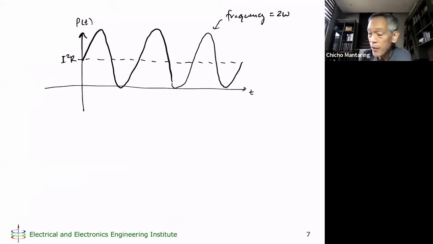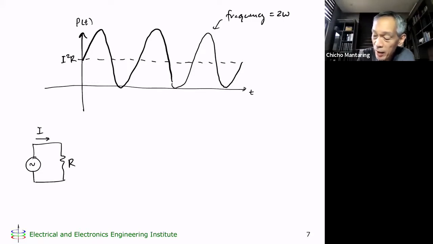In other words, if I had an AC source and a pure resistor R, and this is the RMS value of I, this is how my power would look. The average value is I squared R, but it oscillates this way. That is how the power delivered to a pure resistor will look.